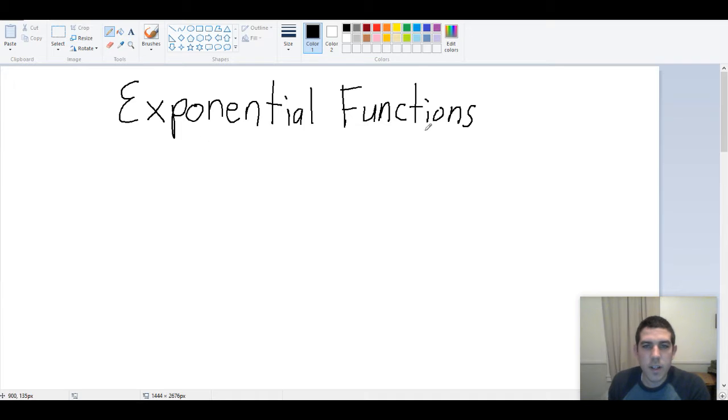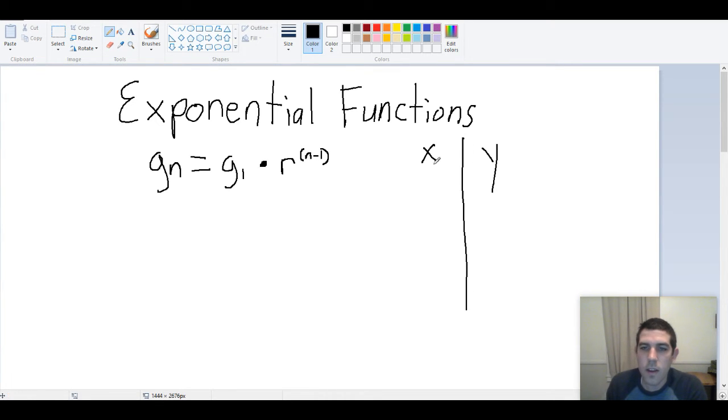Alright, let's talk about exponential functions. So we kind of learned in class that the exponential function is written as a sequence, where the nth term of this geometric sequence can be written as the first term multiplied by the common ratio, whatever our pattern is, raised to the power of whatever term you're looking for minus 1.